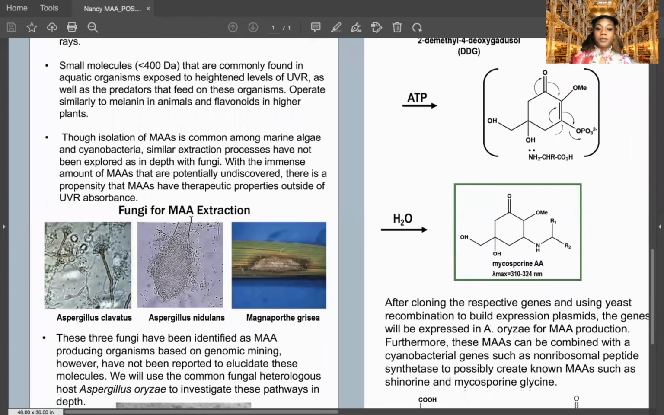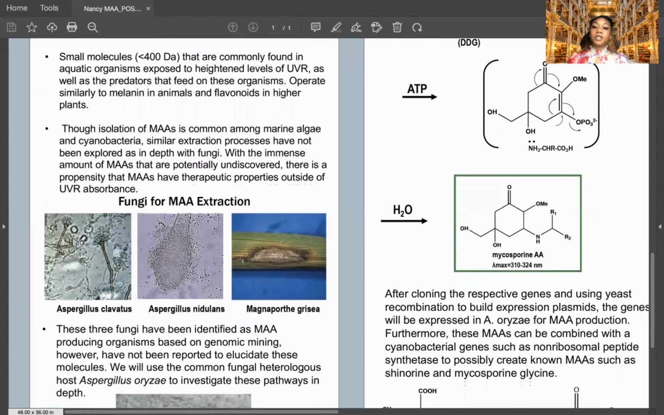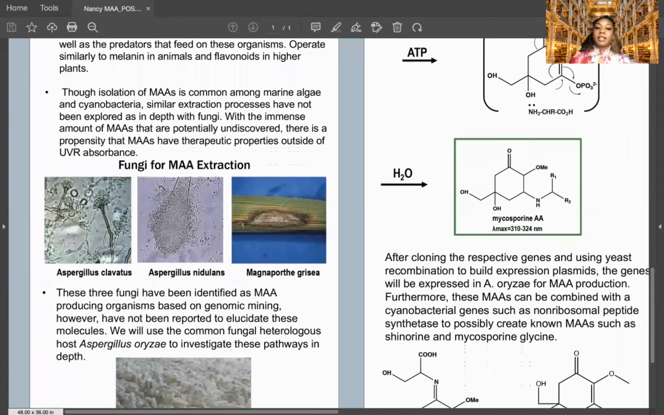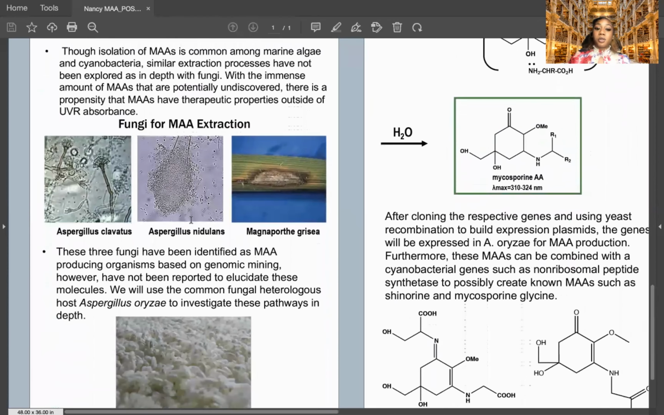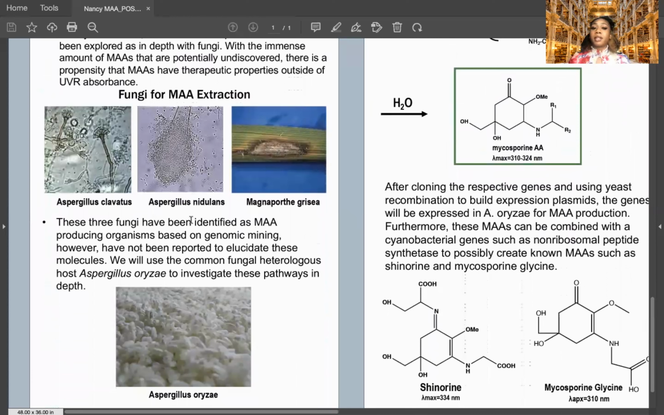So to further test this, we have chosen 3 fungi, Aspergillus nidulans, Aspergillus clavatus, and Macrophomina grizzliae, that have all been identified as MAA-producing organisms based on genomic mining, however, have not been reported to actually produce these molecules in nature. We will use a common fungal heterologous host, Aspergillus oryzae, to further investigate these pathways in depth and to see if these organisms can actually produce these molecules.